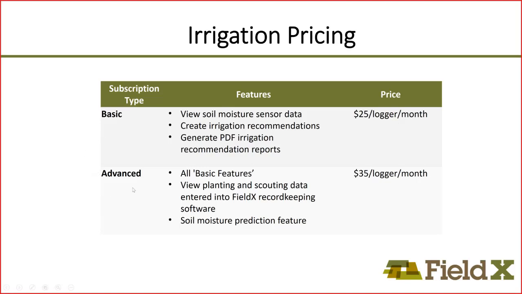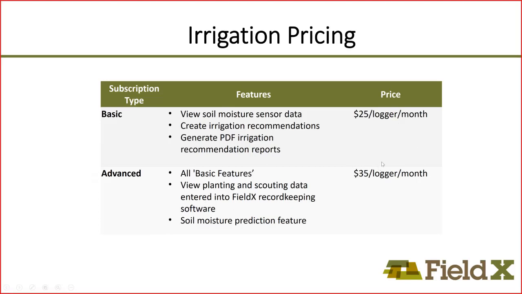The advanced subscription, that includes everything in basic, in addition to the full integration with FieldX, the record keeping software. So that'll bring in your planting info and your growth stage information right onto that chart. And then that also includes a soil moisture prediction feature, and that is $35 per logger per month.